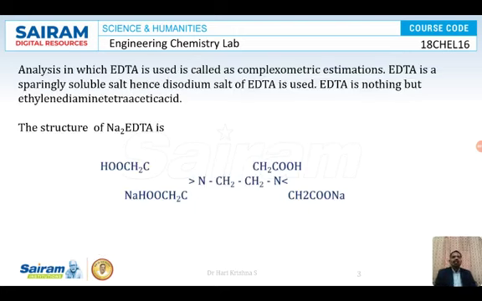As I told you, this is a complexometric estimation, so we are going to use EDTA. We have already discussed the EDTA structure. Instead of EDTA, we use disodium EDTA. Why? Because EDTA is a sparingly soluble salt, so we use the disodium salt of EDTA, which is completely soluble in water. EDTA is ethylene diamine tetraacetic acid.